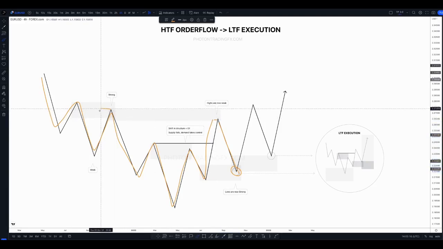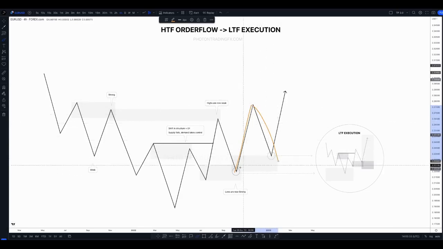So at that point, previous unmitigated supply zones, what do they become? They just become reaction points for pullbacks. We then expect demand to hold, and that's where we can look for longs to target the weak highs, right? The highs now become weak because they failed to break structure. And again, rinse and repeat. We look for price to come into demand. This is now a strong low, and we can look for longs from demand. That's just one time frame.